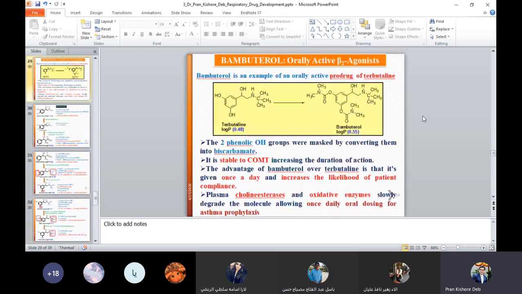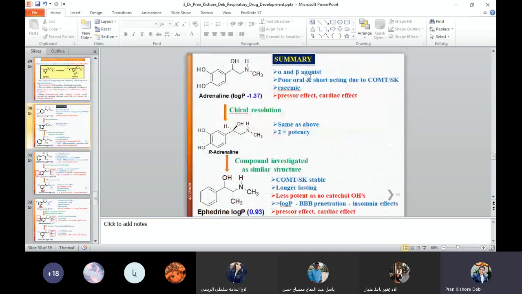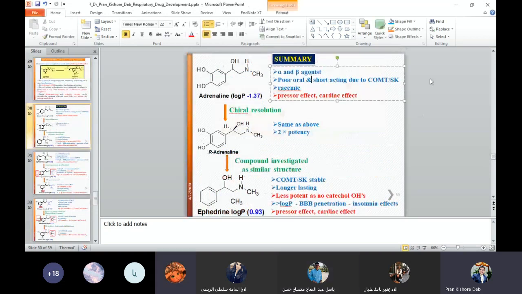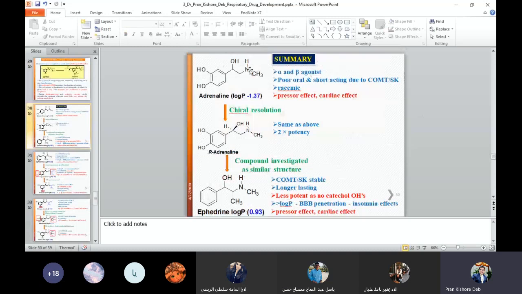Now I go to the summary. Okay. So if you look at the summary of the class, try to recall, look at the structure. Adrenaline, which is naturally available inside the human body, was initially extracted to fulfill the need of the asthma patient. Do you remember from where? Sheep. From the adrenal gland of the sheep as a glycerol extract.